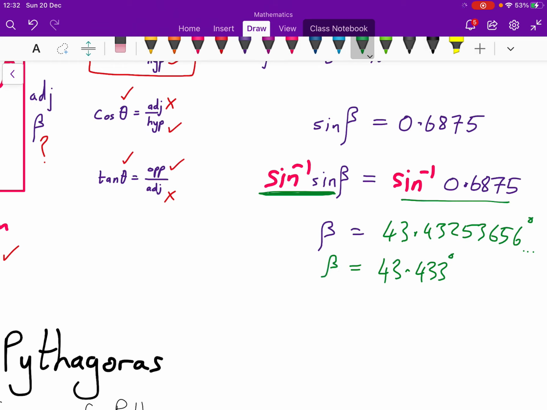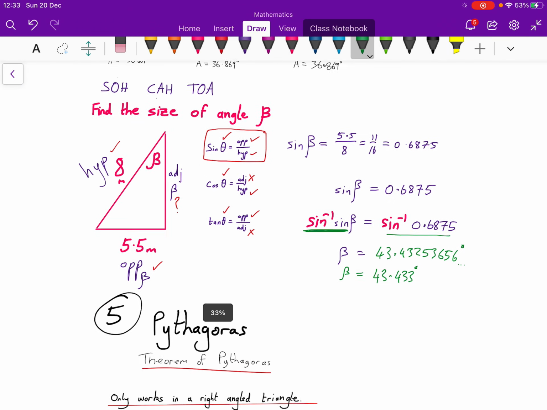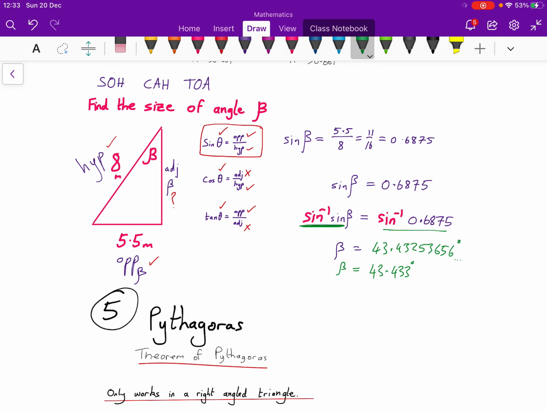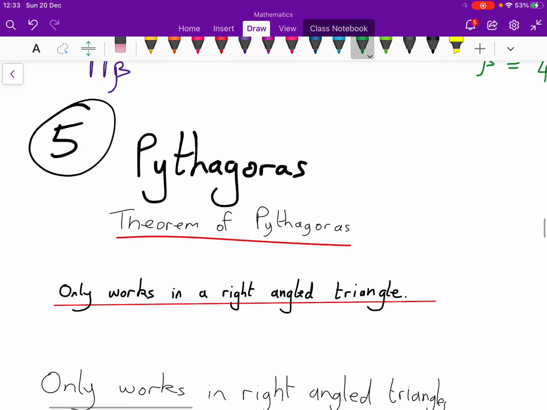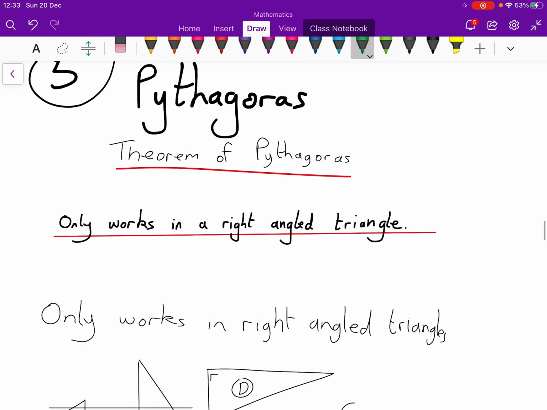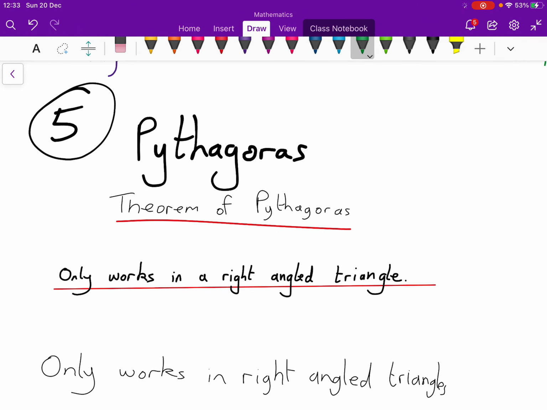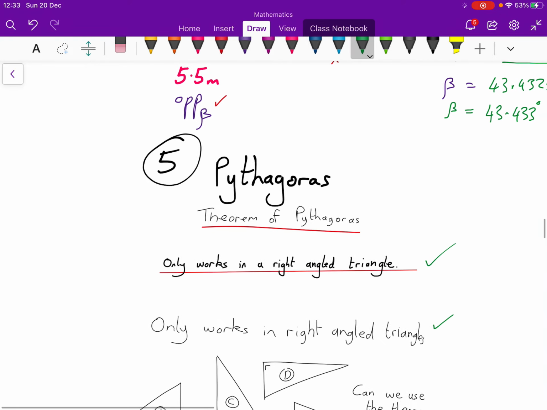Again, make sure your calculator's in degree mode. Look for the D on the screen. Okay, so that brings us to the end of the sine, cos and tan part, the trigonometry ratios. We're looking at the Pythagoras here, also called the theorem of Pythagoras or the Pythagorean theorem. Only works in right angle triangles. So important, I've repeated it twice. That's very similar to the sine, cos and tan. They were only for right angle triangles as well. So really this whole video is about right angle triangles.